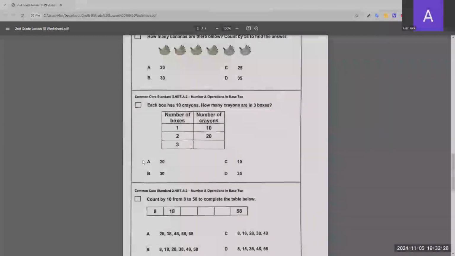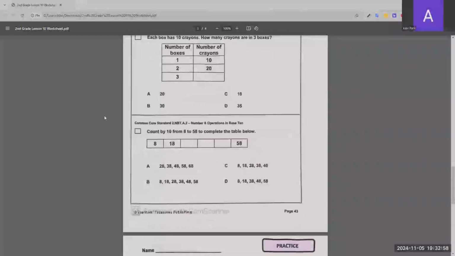Next, each box has 10 crayons. How many crayons in 3 boxes? So if each box has 10 crayons, then to find the number in 3 boxes, we do 10 times 3, which would get us 30 crayons. And it also makes sense because you're adding 10 each time. And adding 10 to 20 would get us 30. So that would be B.